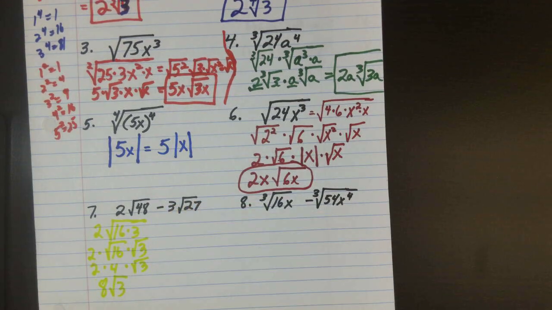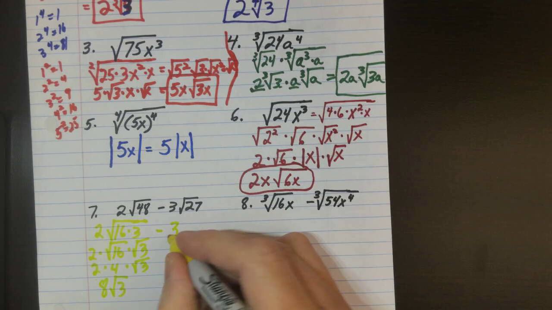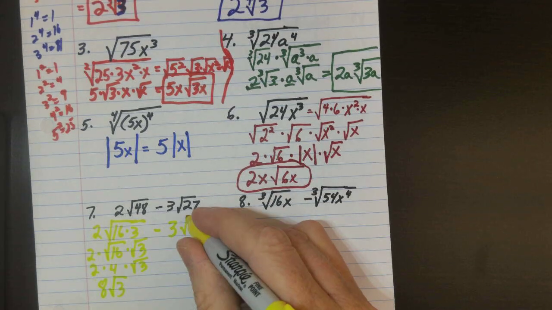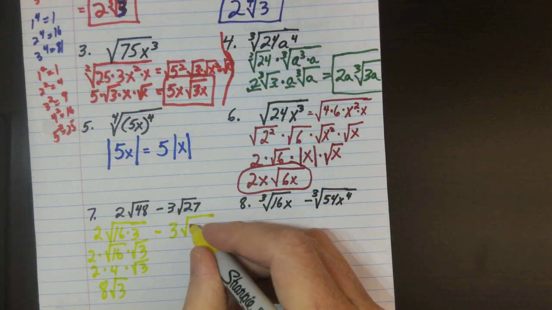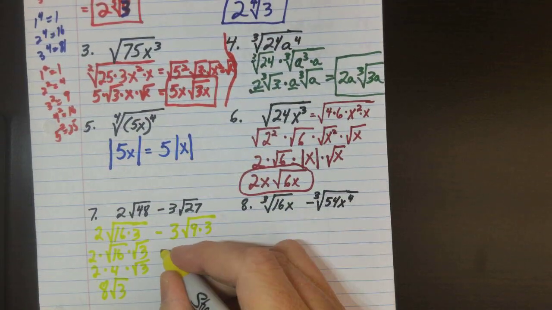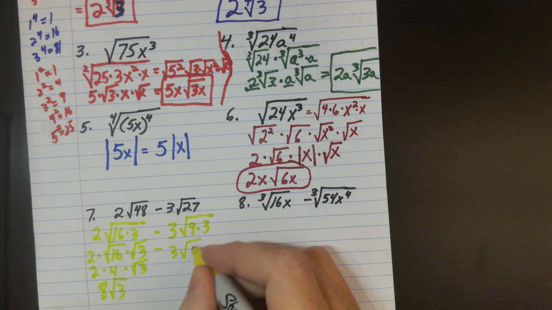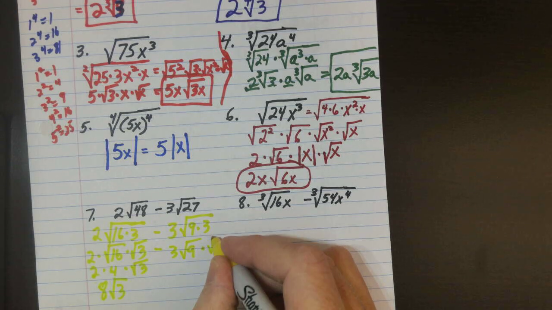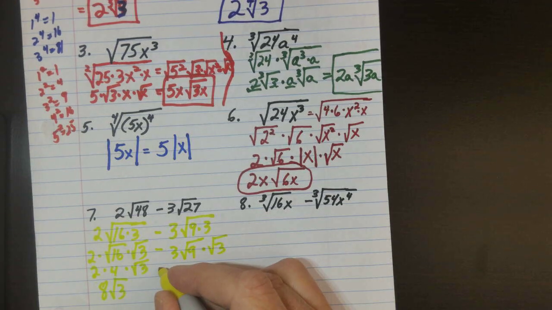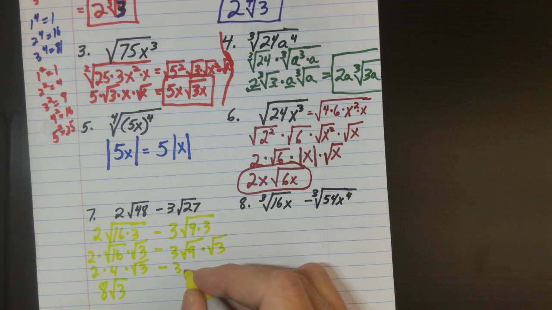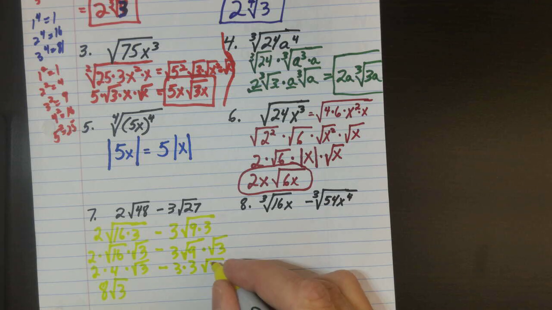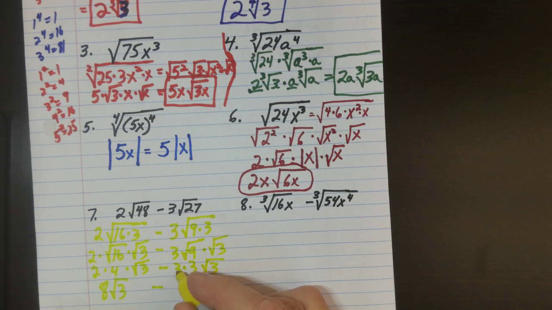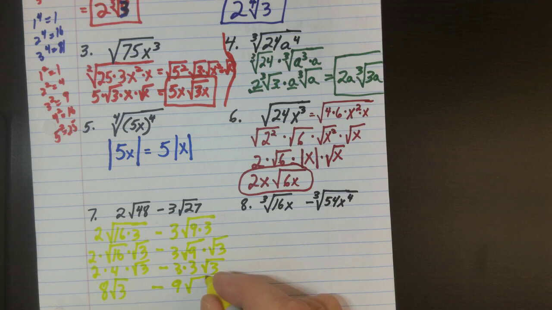And then minus 3, and then square root of 27. I want to split up 27, a square, that's 9. So let's go 9 times 3. So it's minus 3 times the square root of 9 times the square root of 3. And the square root of 9 is 3. 3 times 3, and then times the square root of 3. And 3 times 3 is 9, so it's 9 radical 3.